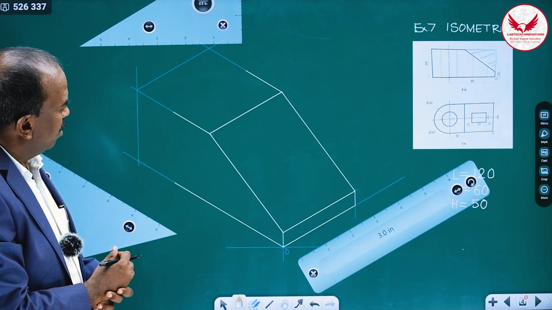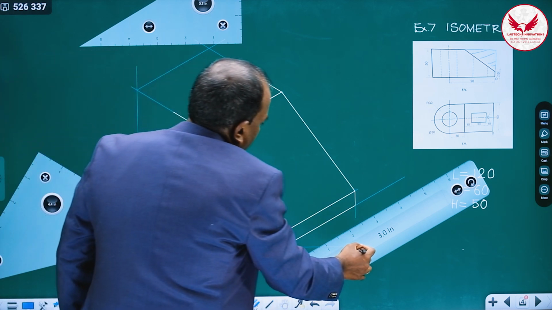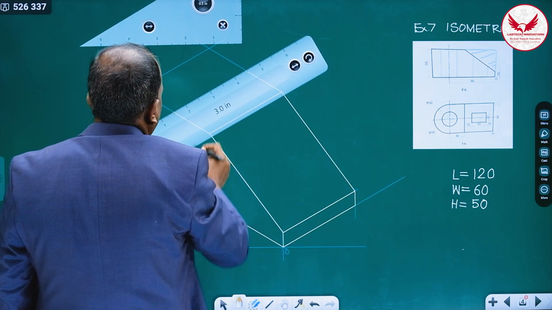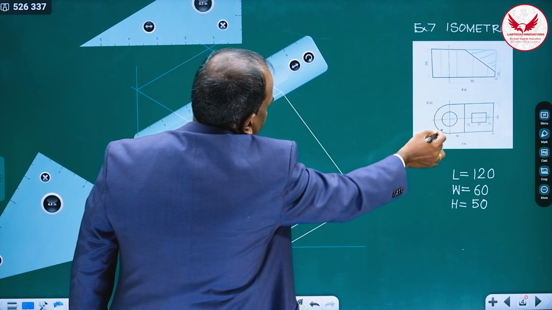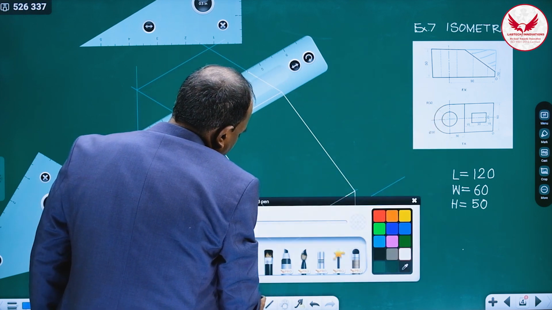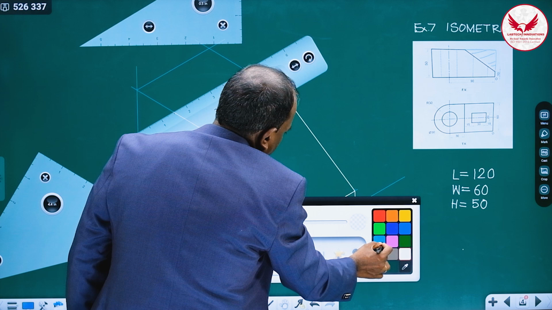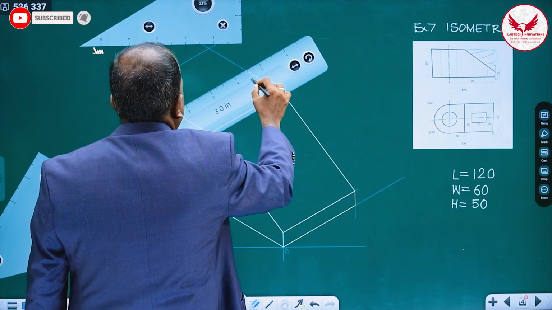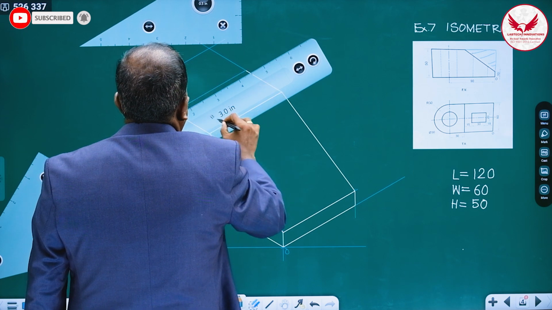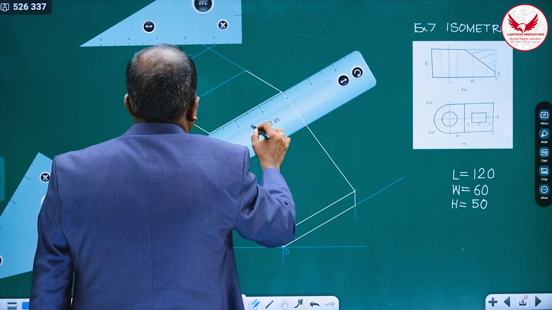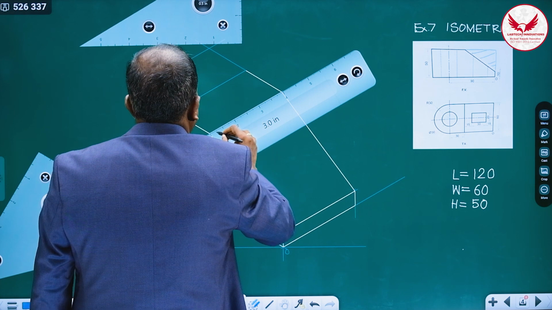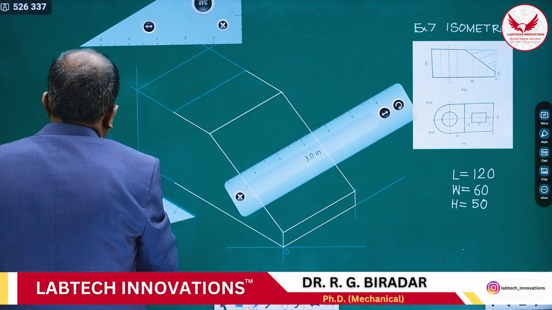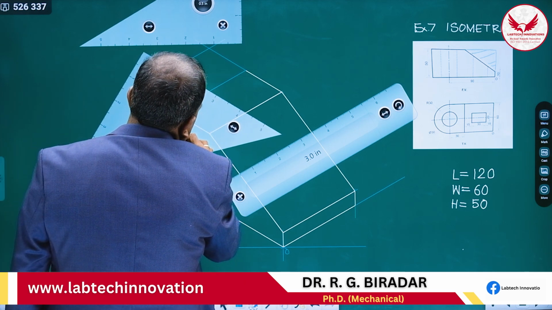Then for that, what we have to do? For that, we have to mark the center. And how can we mark the center of this semicircle? It is going to be like this. From these midpoints, simply join these midpoints. And again, mark the midpoint of this 60. So this is going to be a midpoint. And mark the line with this.